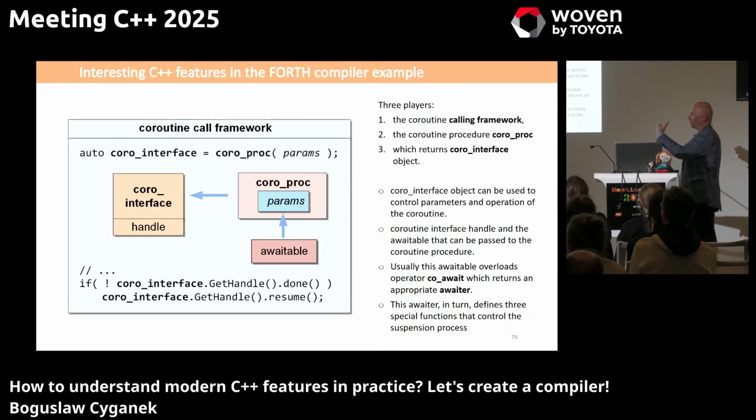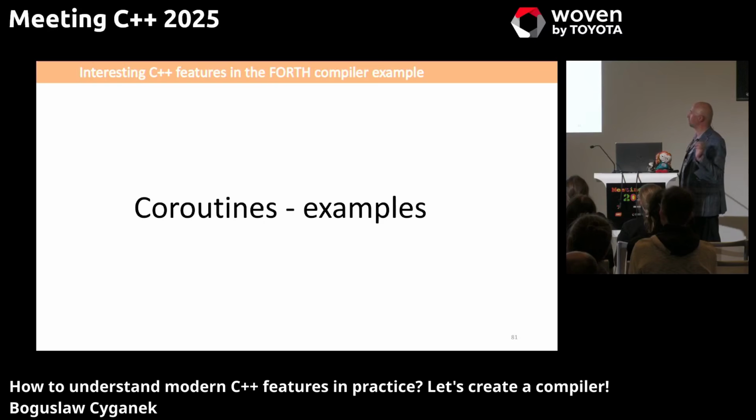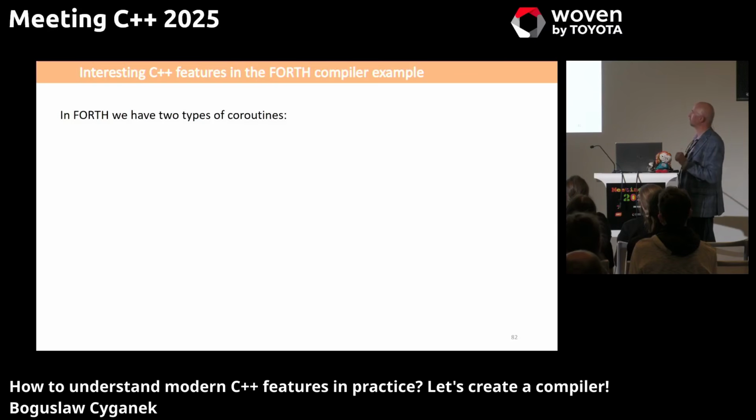And from the caller's point of view, we can ask if the coroutine is already done. If not, we can resume it, and so on when it is needed. And this is everything in one thread, but it can be in multiple threads. But the beauty of this is we can do everything in one thread. So there is much more, but now coroutine examples.